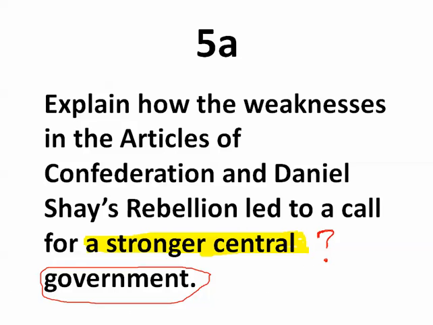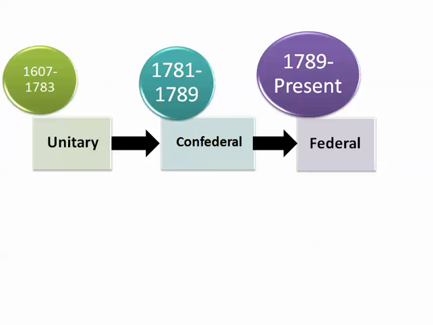Stronger central. Let's look at these three different types of government and see which one was the strongest central government. Alright, here we go. We have unitary system of government, confederal system of government, and federal system of government. From 1607, when Jamestown was founded, during the colonial period, until 1781, the colonies operated under a unitary system of government. We're going to talk about that.